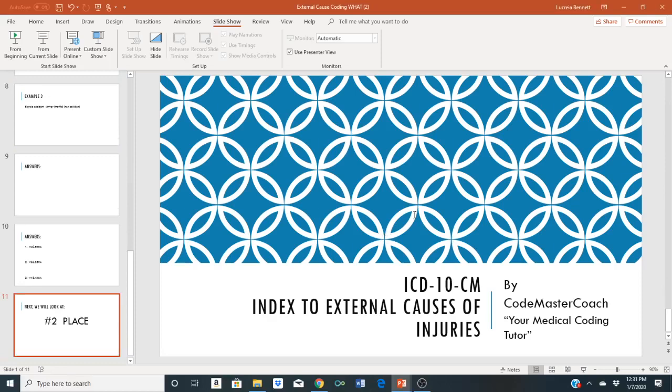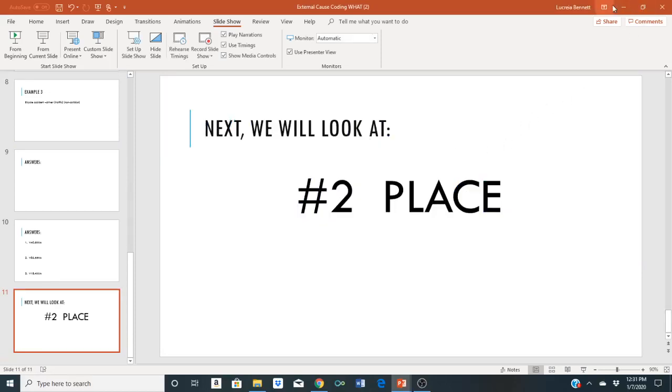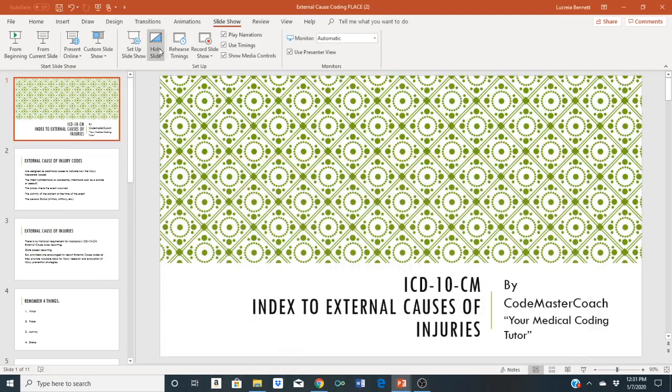Next, we will look at number 2, place of occurrence. Place of occurrence. How would we code place of occurrence?